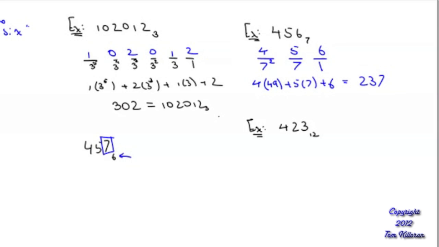What, can you do that? It's not legal. 423 base 12. Can you do that? Why not? How can you multiply? Why can't I do base 12? I gave you symbols for base 12, right?